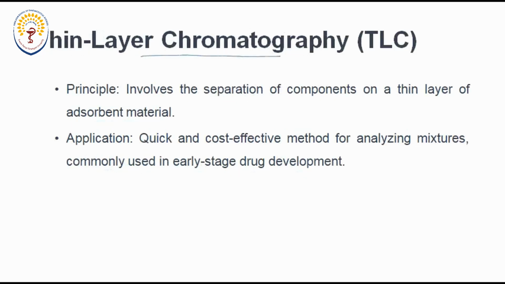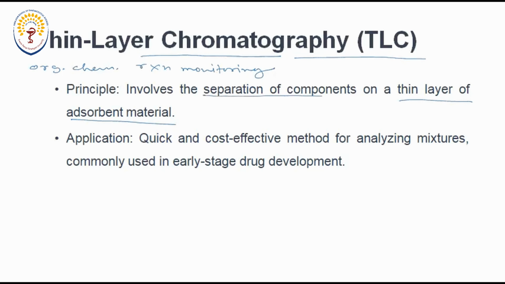Now thin layer chromatography is also a very commonly used technique. In particular in organic chemistry, this technique is used for reaction monitoring. It is a very important technique, a classical technique of chromatography. There will be a thin layer of adsorbent material as a stationary phase, like silica gel or alumina. Most of the time we use silica gel G, and on it we run a liquid mobile phase, and the compounds are separated on that silica gel plate. This technique is very quick, it is cost effective also, and in the early stage of drug development we typically use this technique.